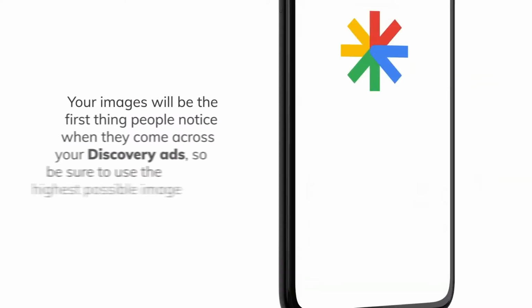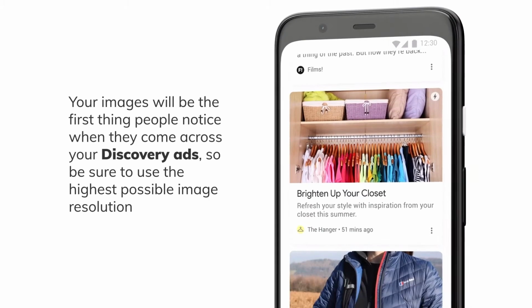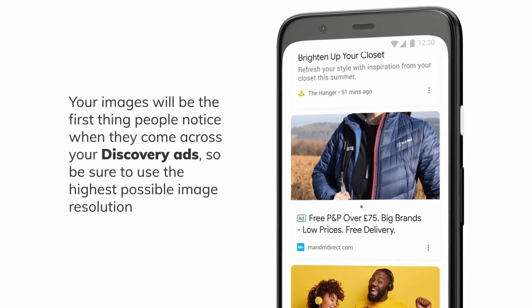Google recommends using high-quality imagery that conveys the core of your business to ensure that your ads feel both authentic and highly relatable to your audience. Your images will be the first thing people notice when they come across your discovery ads, so be sure to use the highest possible image resolution. Also, highlight your product or service to help people instantly understand what you're showcasing.